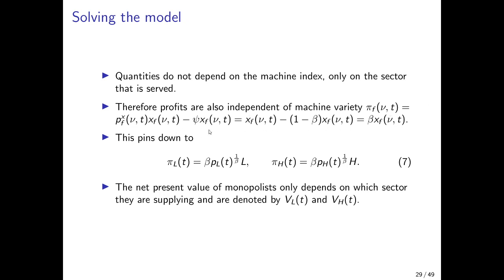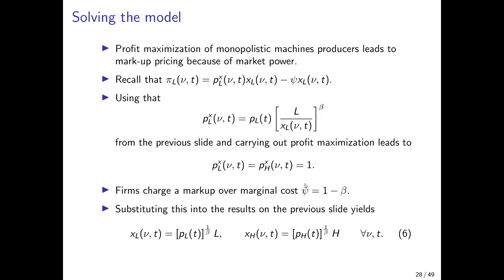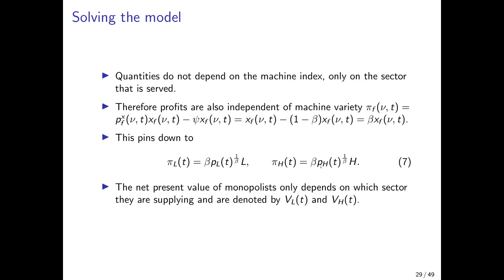So we plug in everything that we had so far, and if we solve it, then in the end what we would find out is that we have xf nu t minus 1 minus beta xf nu t. If we solve that, what remains is beta xf nu t, and that can then be used for the determination of profits. If we put it together with the results from the previous slide, we get these expressions for profits of the producers of machines for the low-skilled workers and the producers of machines for the high-skilled workers.